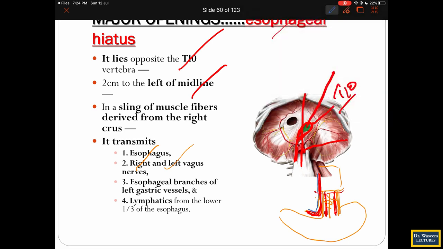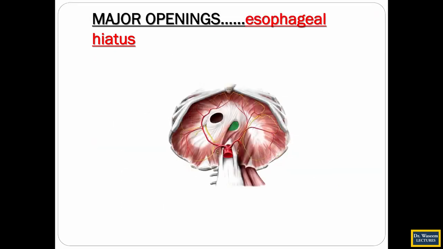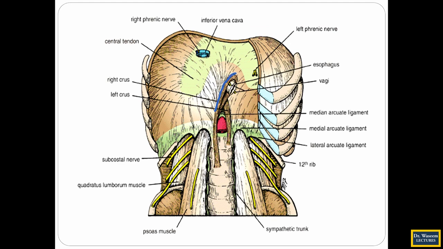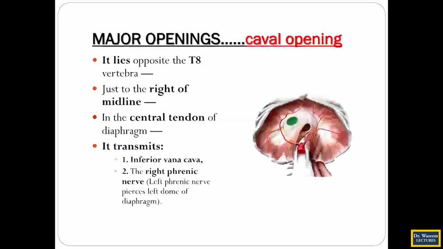These are the other structures besides the esophagus: the artery as well as the vein, lymphatics, and the two vagus nerves, and the esophagus is always there. See, here again the right crus sweeps like this, creating the esophageal hiatus. You are watching the two vagus nerves anteriorly and posteriorly, at the same time the left gastric vessels and lymphatics also.